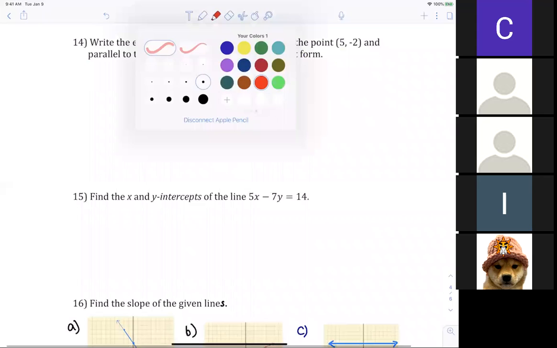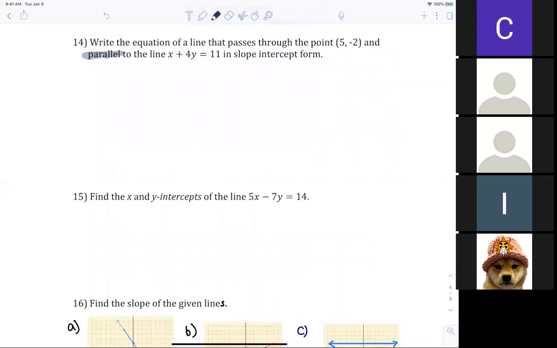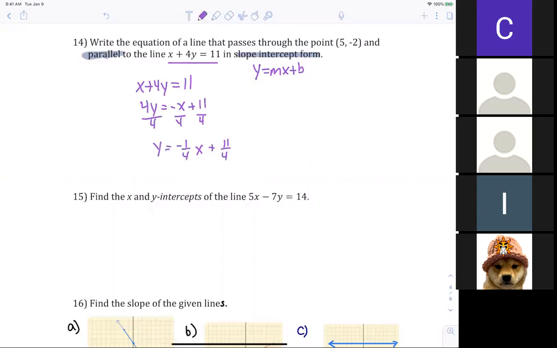Now the next one, of course, is parallel. All right, and slope-intercept. Let's not forget slope-intercept, y equals mx plus b. So I need to find the slope real quick. So if I have x plus 4y equals 11, 4y equals negative x plus 11, divide by 4, y equals negative 1/4 x plus 11/4. Now, remember, the slope of the parallel would be negative 1/4, and it's passing through the point 5, negative 2.